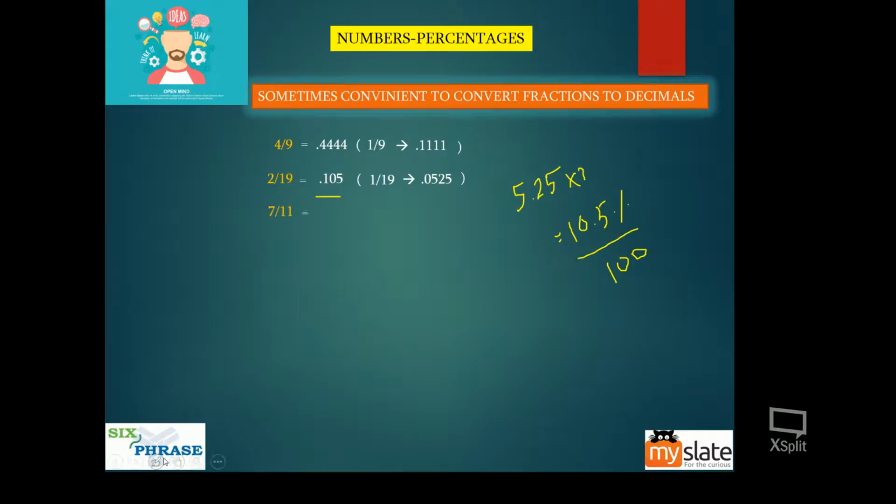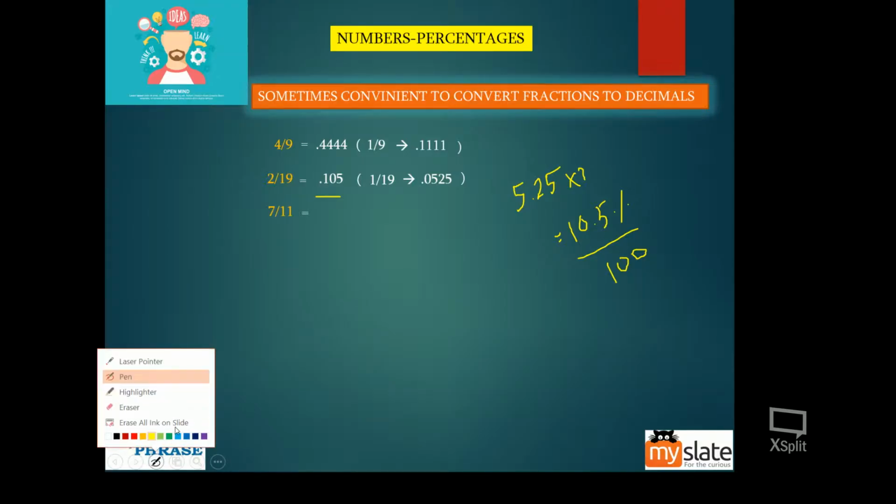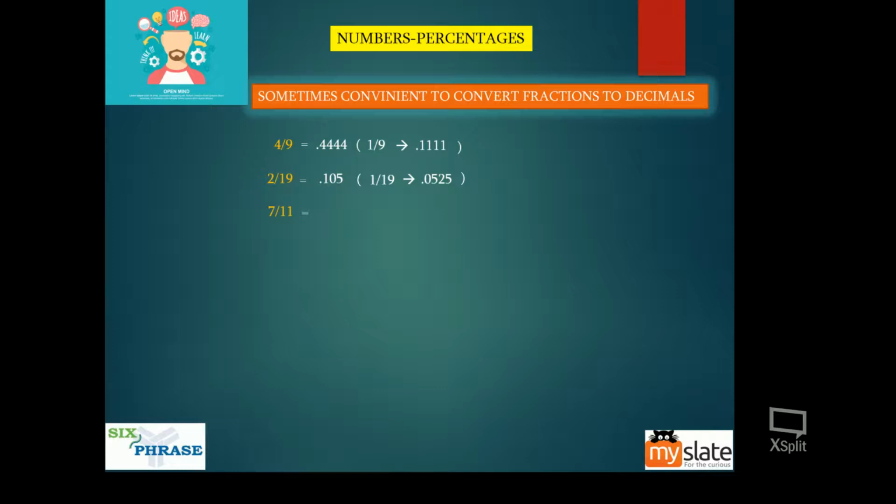7 by 11. Okay, so I want you to come up with answers. Guys, pause the video, come up with answers. Do practice. Without practice, you won't get it. 7 by 11. How much is 7 by 11? 1 by 11 is 9.09 percentage. 7 by 11 is 63.63 percentage, right? Converted into decimal, 0.6363. Okay.